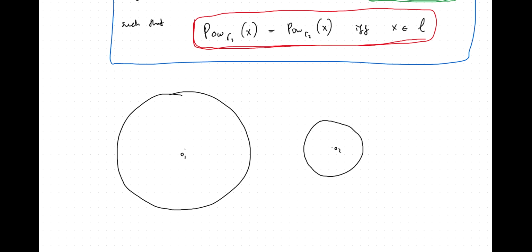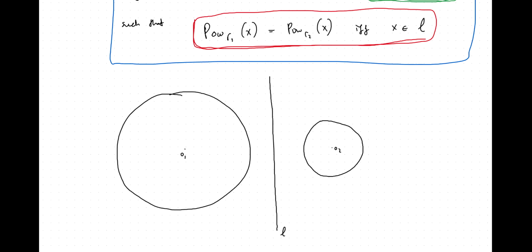It's more like this. Okay. So because this circle is bigger, the distance of O1 to the line is bigger, but the distance of the circle is smaller on this side. Okay. So this is the radical axis L.